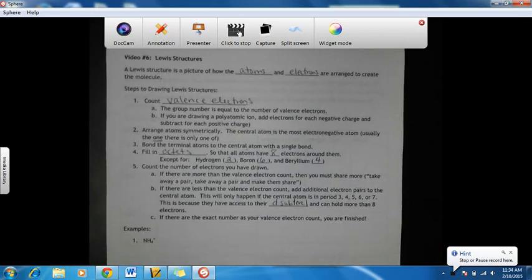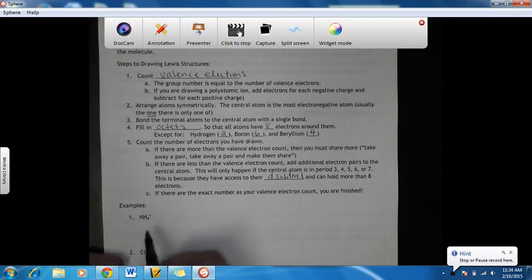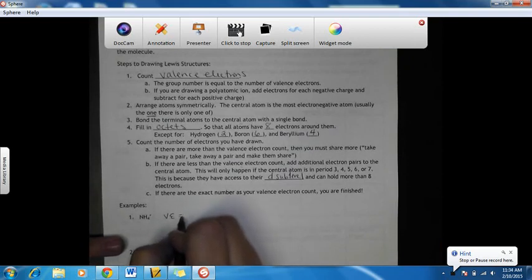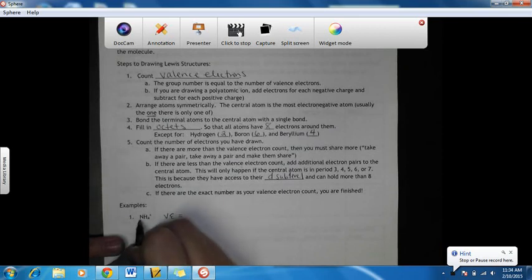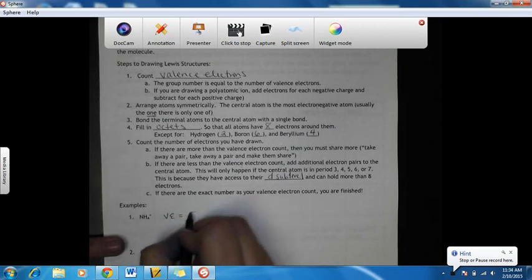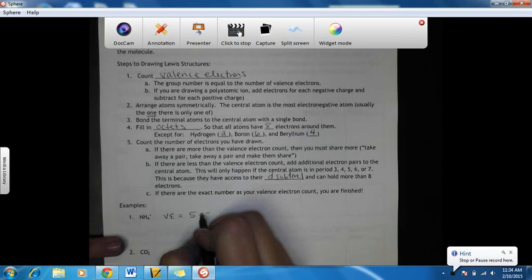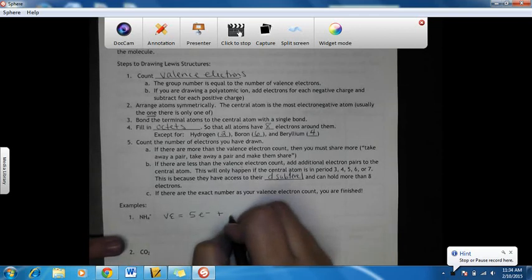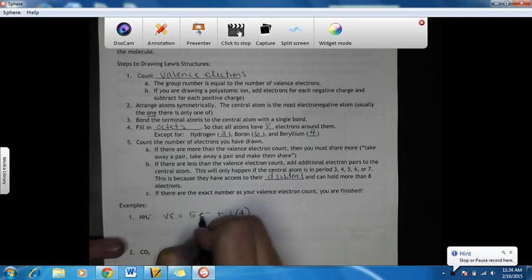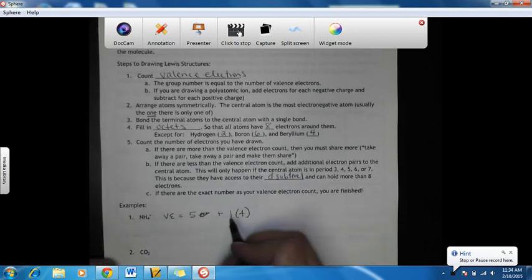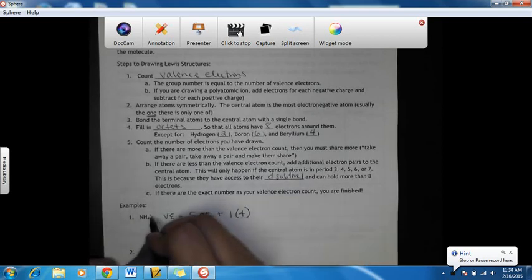So let's look at some examples. So NH4+, the ammonium ion. Alright, so first we'll count our valence electrons. Nitrogen is in group 15, right, so that's 5 valence electrons. And then hydrogen has 1 valence electron, and there are 4 of those. So we have 5 plus 1 times 4, because there's 4 of those. And then we have this plus charge.